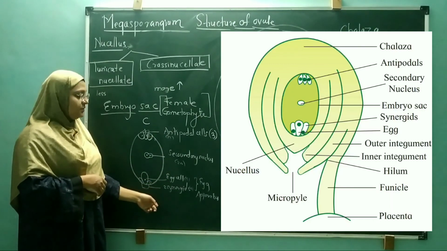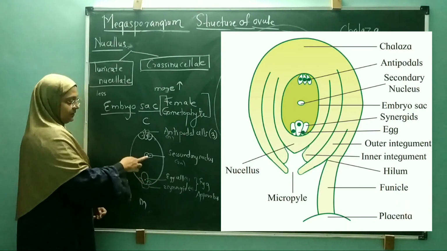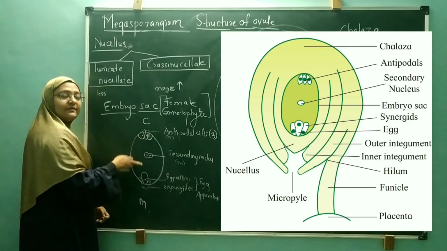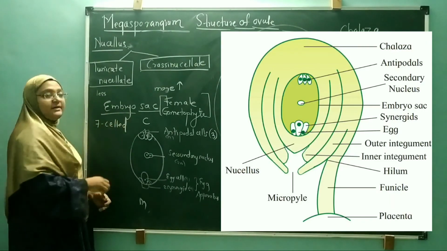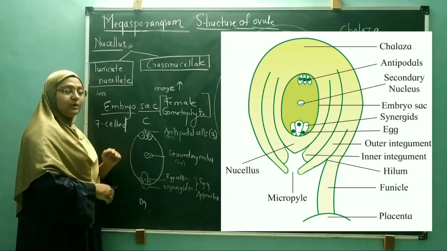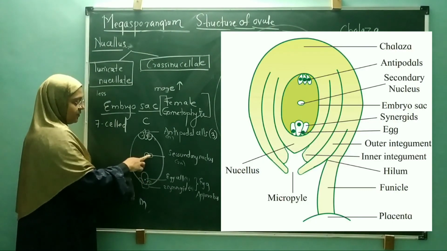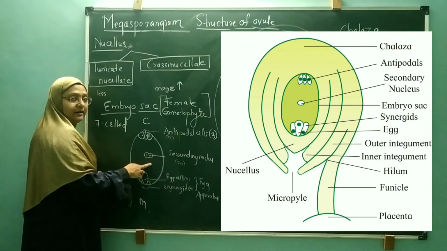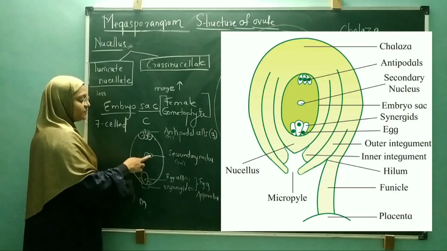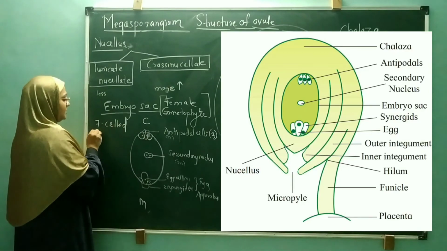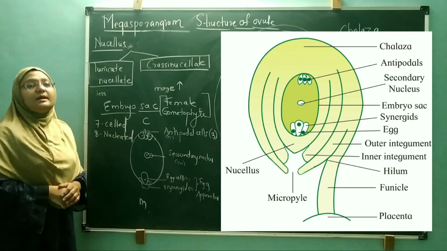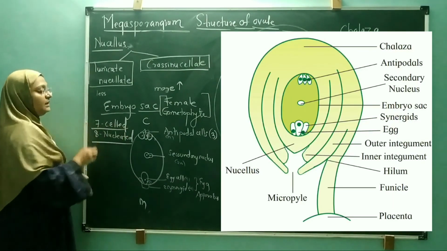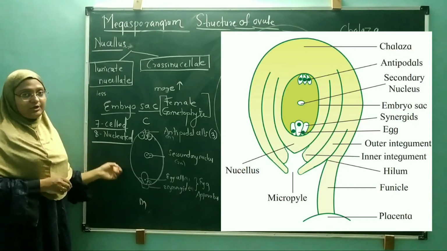But here in this embryo sac, basically 1, 2, 3, 4, 5, 6, and 7, 7 cells are there. So this one is the 7-celled. Okay, and here count the nuclei. 1, 2, 3, 4, 5. I have told you that the diploid cell has 2 sets of chromosomes. So here 4, 5, 6, 7, 8. So it is a 7-cell, 8-nucleate kind of Megasporangium.